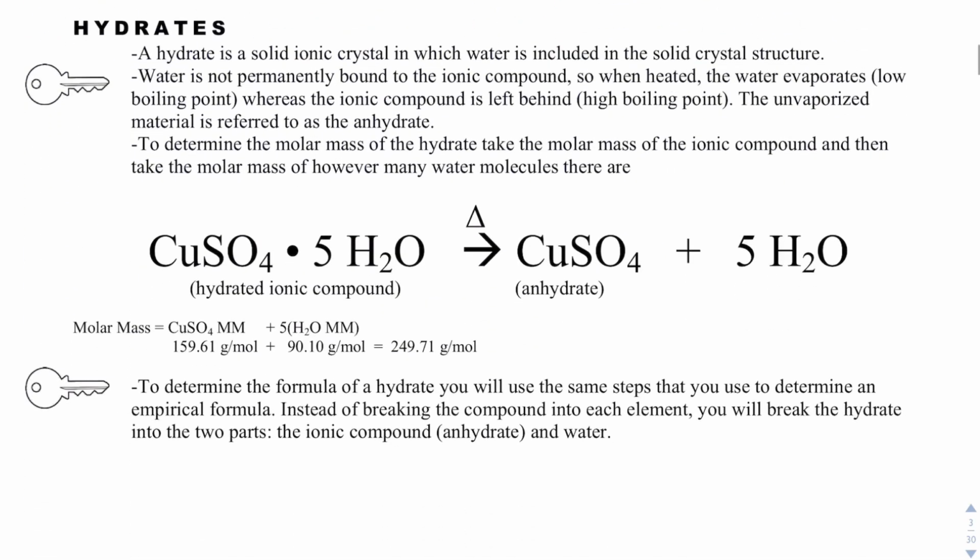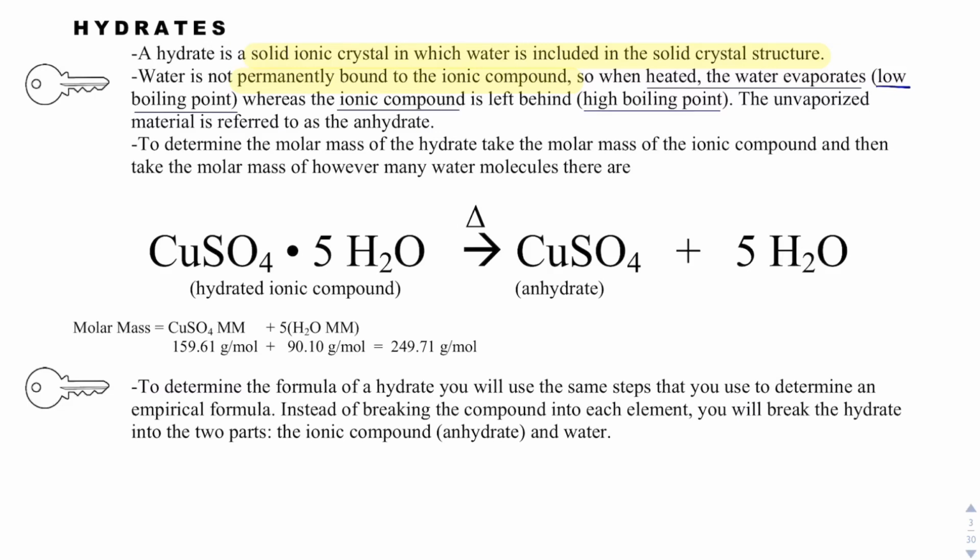Okay, so in your previous chemistry class, you should have discussed hydrates. Hydrates are a little bit different, and what they are is some sort of ionic crystal where water is included in the crystal structure, but water is not permanently bonded, okay? And so what that means is when we heat it, the water is going to evaporate because it has a low boiling point, and most ionic compounds have boiling points maybe 1,000 degrees Celsius to maybe even 1,500 degrees Celsius, and it just depends on the ionic compound. And so we're not going to boil the ionic compound.